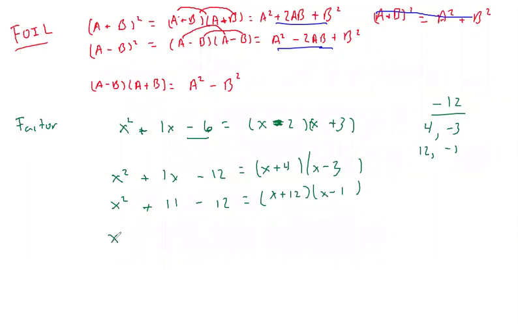How about this one? x squared minus 13x, this should have been x squared minus 13x plus 12. Now, what two factors of positive 12 add up to be a negative 13? Well, if I took negative 1 times negative 12, that would be positive 12. And if I add them up, I get negative 13x. So this will be x minus 1, x minus 12.